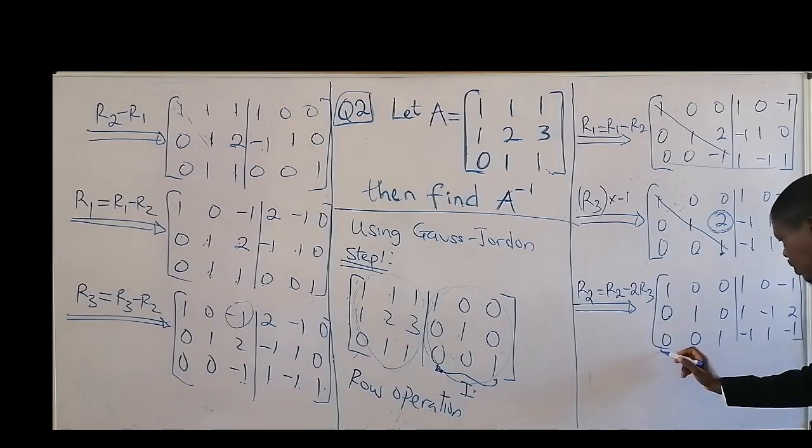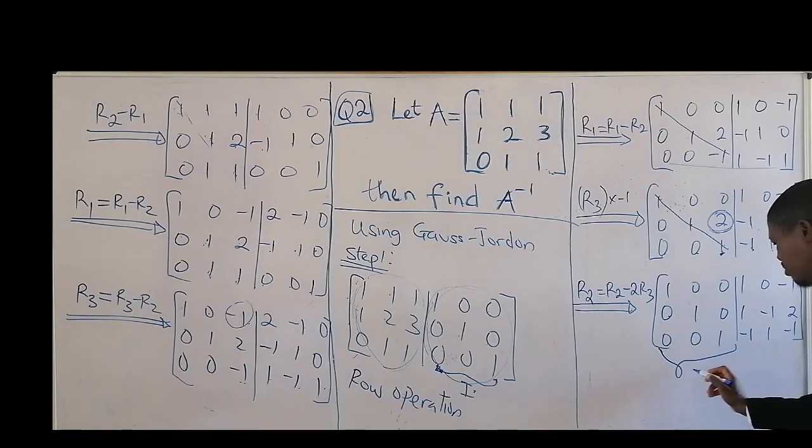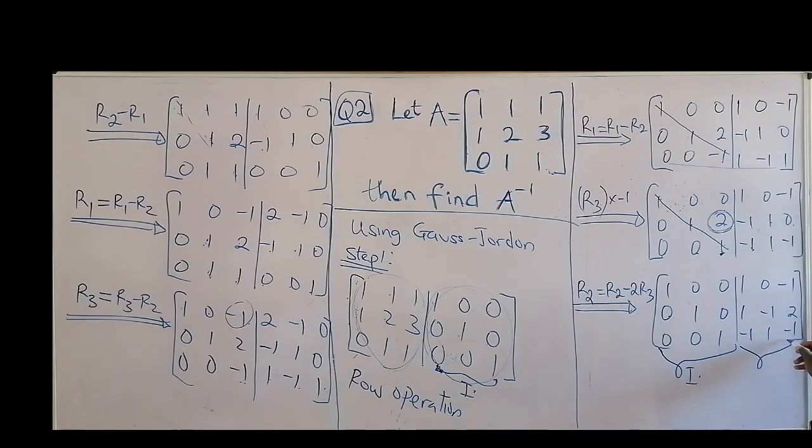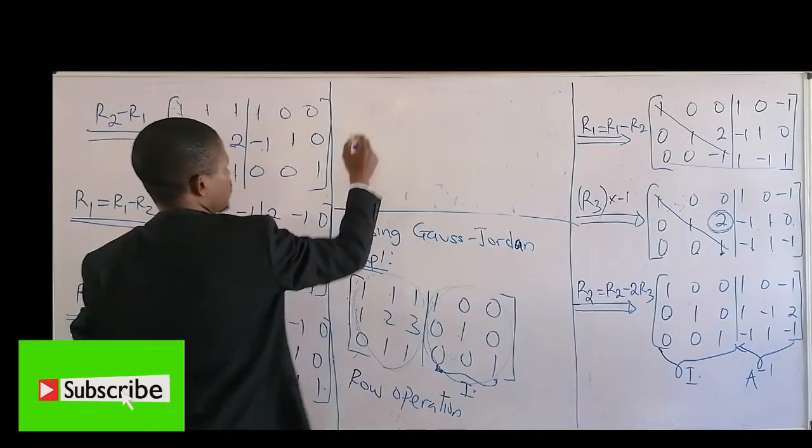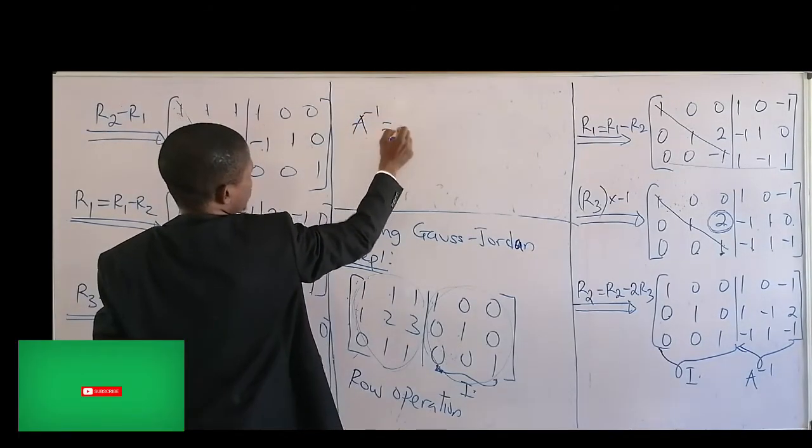Then we now realize that we have the identity matrix at the left side. So this one is the inverse matrix. So your inverse now is equal to.